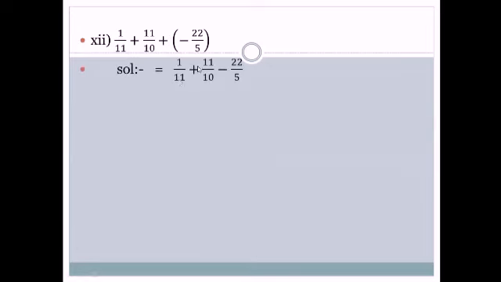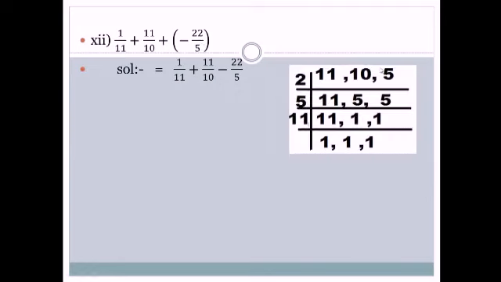Now come to the next part. The next part is 1 over 11 plus 11 over 10 minus 22 over 5. Again, if you check the denominators, 11, 10, 5, all these three numbers are different from each other, so we will take the LCM. But before taking the LCM, before the bracket you have a plus sign, so plus multiplied by minus, different signs multiply, so we get minus: 1 over 11 plus 11 over 10 plus into minus, minus 22 over 5.